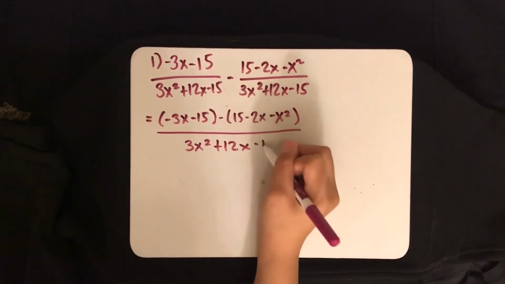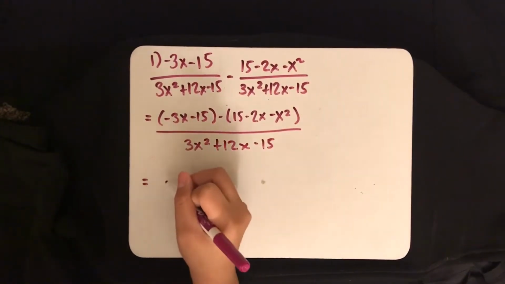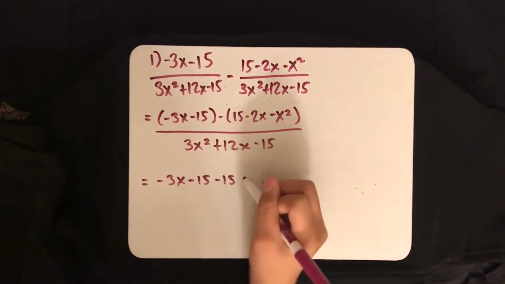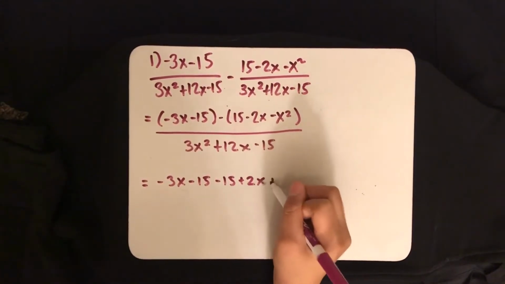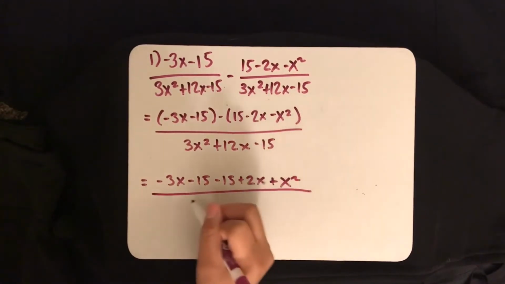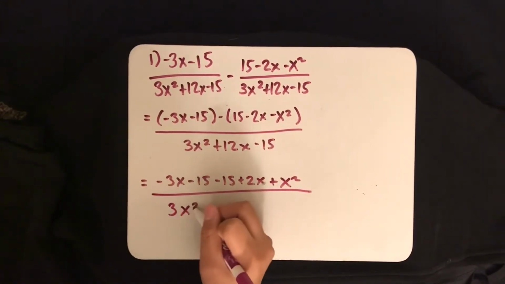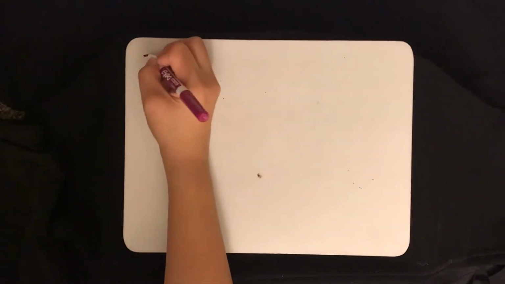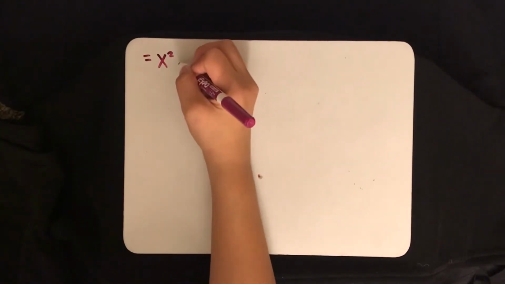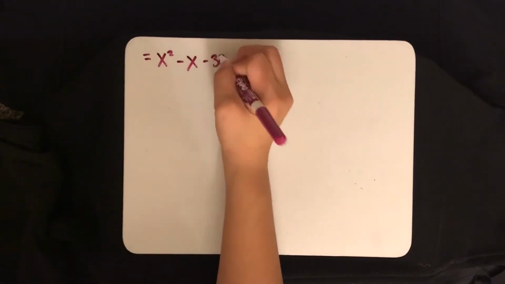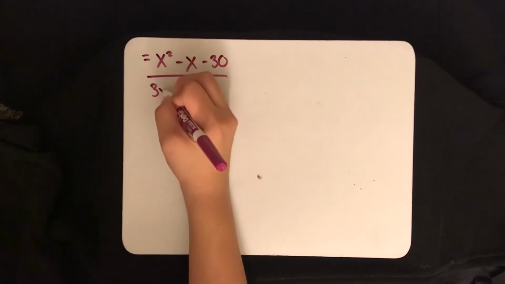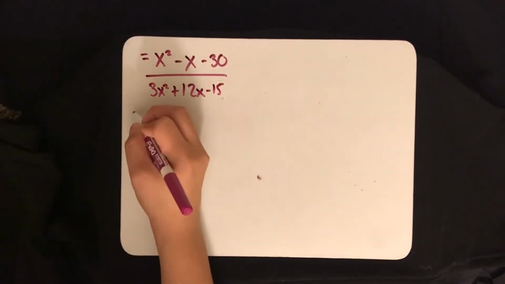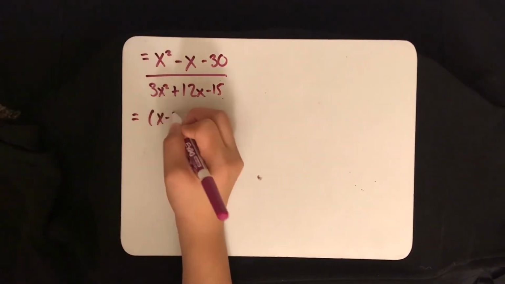Now that the negative is distributed, we can combine like terms. The problem has become x squared minus x minus 30 over 3x squared plus 12x minus 15. Now we are able to factor so we can get a simplified answer. By using FOIL, it came out to be x minus 6 times x plus 5 over 3 times x squared plus 4x minus 15.